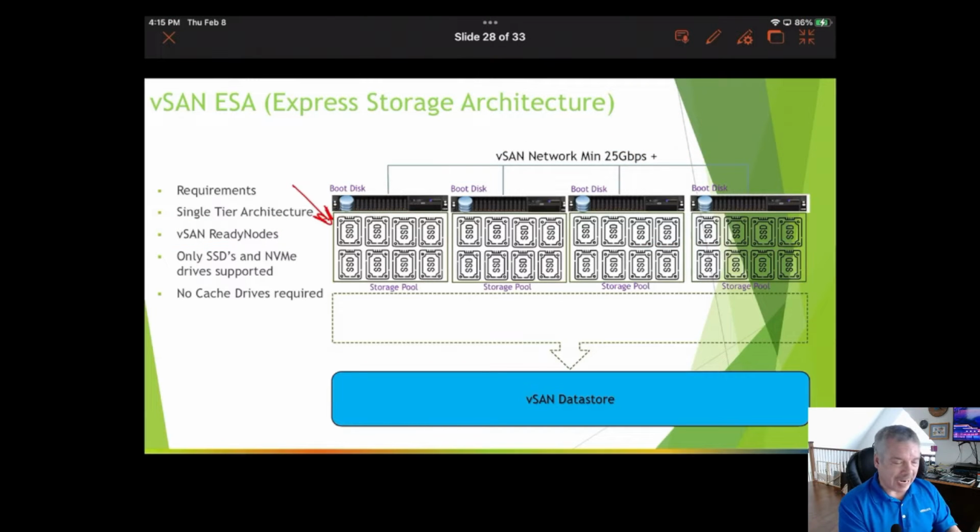There's no more cache tier and storage tier, so all the disks inside the server can actually be utilized. And technically, there's really no upper limit on the number of drives. And this is what represents our datastore. So again, just a real quick shake and bake review. Only SSD or NVMe drives are supported.